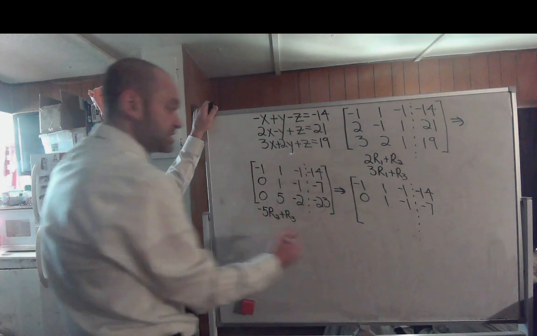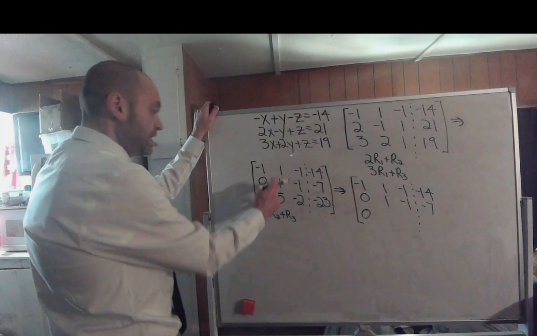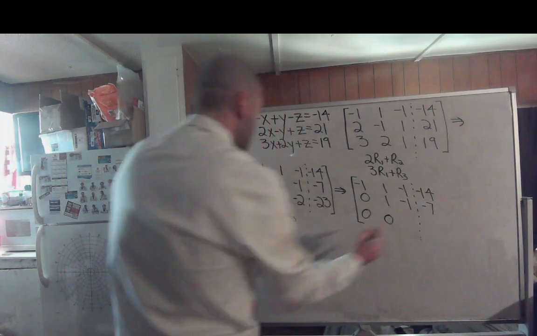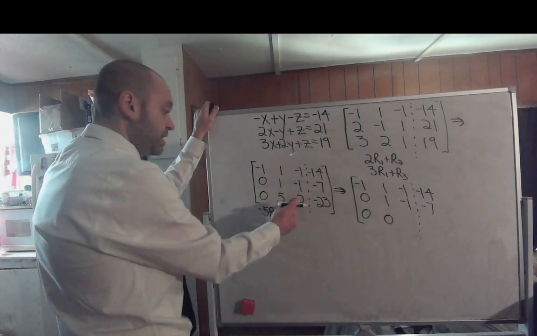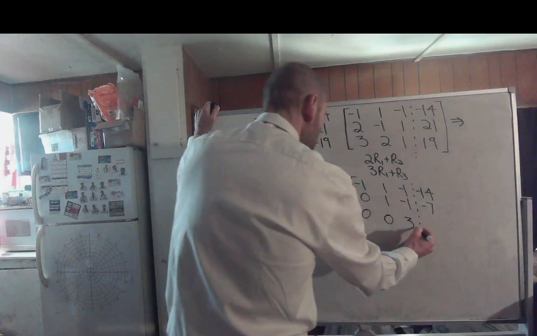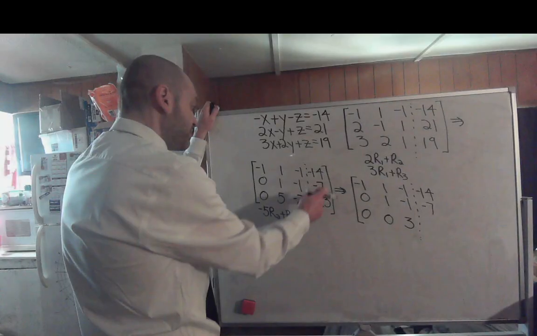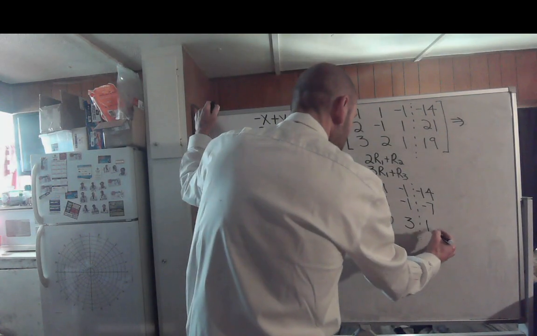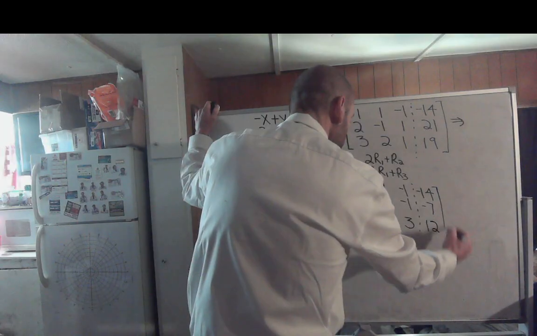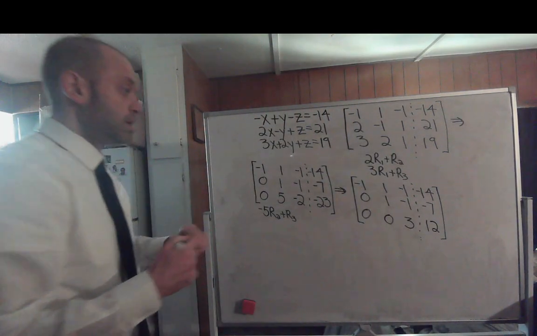Alright, 0 plus 0 is still 0. Negative 5 plus 5 is 0. 5 minus 2 is 3. And then you'll end up having 35 minus 23 is 12. Okay.